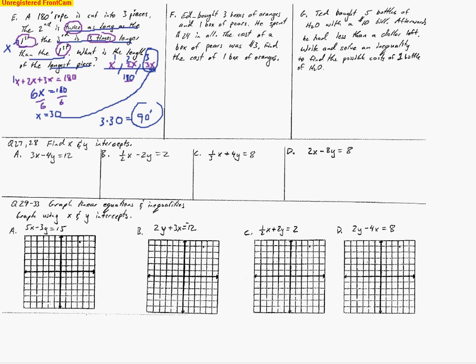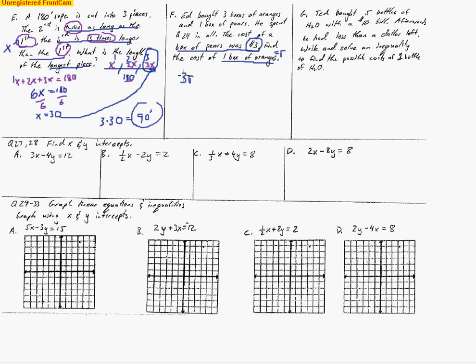Second one here, Ed bought 3 boxes of oranges, 1 box of pears. He spent $24 in all. The cost of a box of pears was $3. Oh, they tell us that. So $3 for the pears. So again, he bought 3 boxes of oranges and 1 box of pears. We know that the pears cost $3. Find the cost of 1 box of oranges. So let's set up our equation. We don't know the cost of an orange. Let's call the cost of an orange R. That's what we're going to say it is.